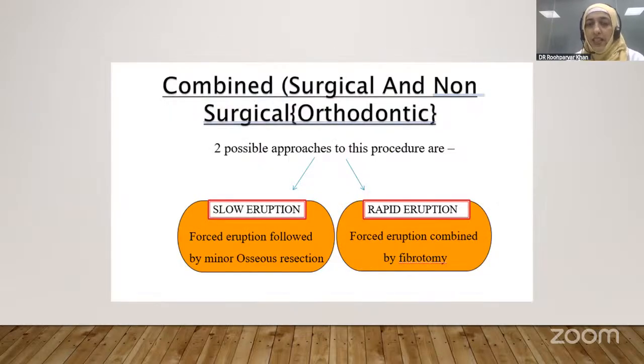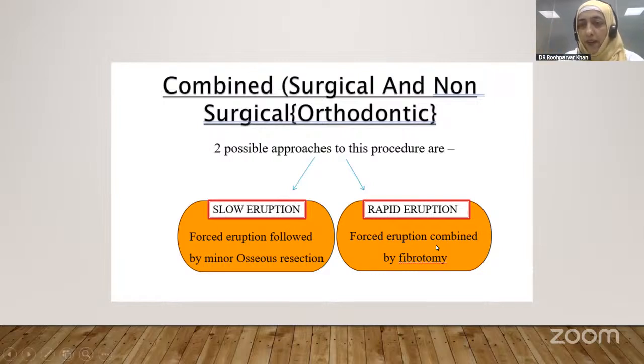The last procedure is the combined surgical and orthodontic procedure. In this procedure, there are again two types, slow eruption and rapid eruption. In slow eruption, forced eruption is done followed by minor osseous reduction. In rapid eruption, forced eruption is combined with only fibrotomy. In slow eruption, there is osseous resection also, that is, slight reduction of the alveolar crest. Whereas in rapid eruption, where we have to hasten the procedure, only forced eruption combined with fibrotomy is done.